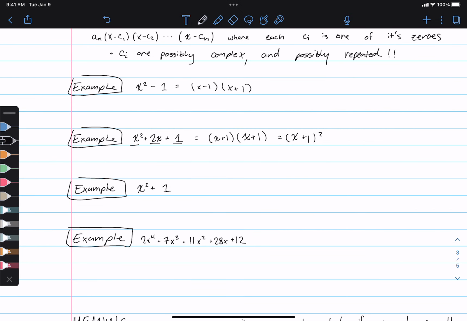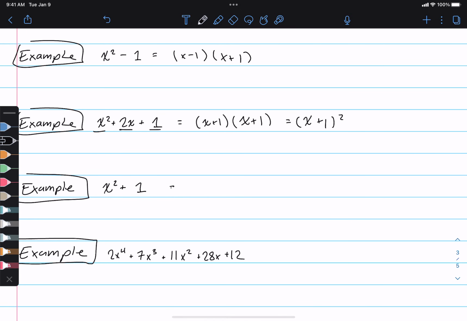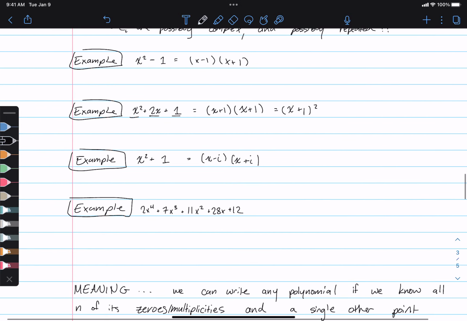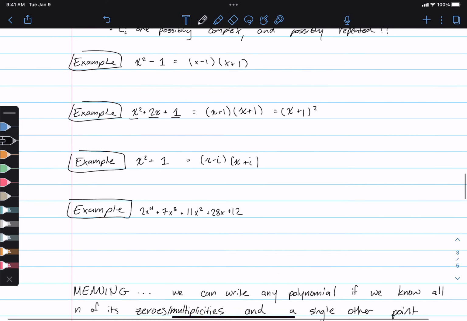Another example where it's going to be complex is x squared plus 1. That's going to be x minus i, so this is the zero where x equals i. And then x plus i, the zero where x equals negative i. Remember, because we're subtracting the zero. So x minus i and then x plus i. And you can also factor that out, expand that out if you want, to be kind of clear about that.